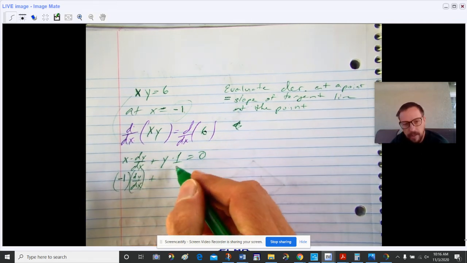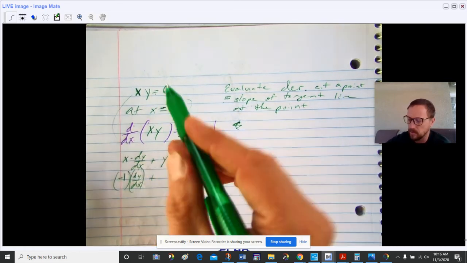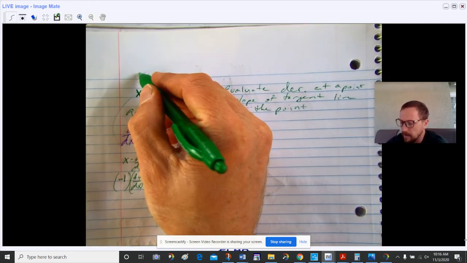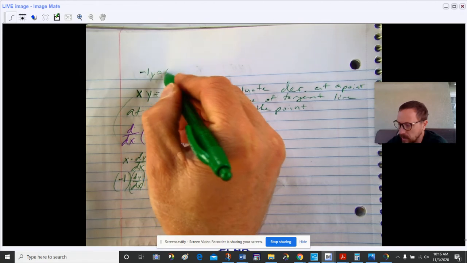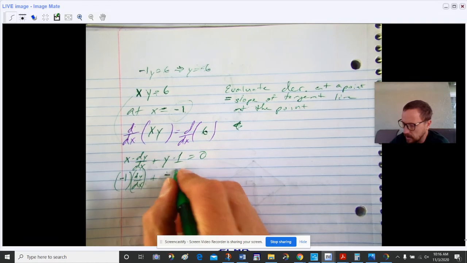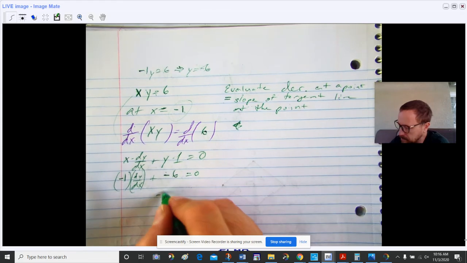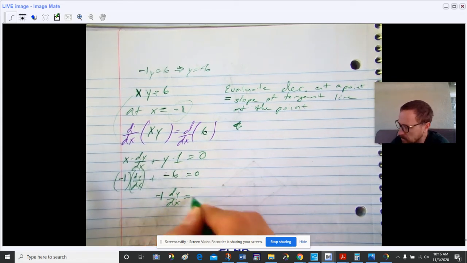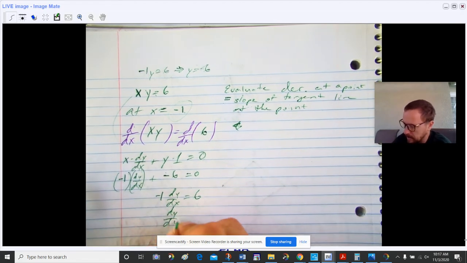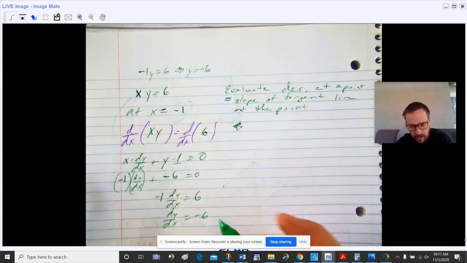How would we figure out what y is? To figure out what y is, you just back into the original problem, because the original problem says the relationship between x and y. If x equals -1, that means we have -1 times y equals 6, which means that y equals -6. So we have -6 here equals 0. We end up with -1 dy over dx equals 6 when we add 6 to both sides, and dy over dx equals -6. So this is the derivative at the point. This is the slope of the tangent line at the point.